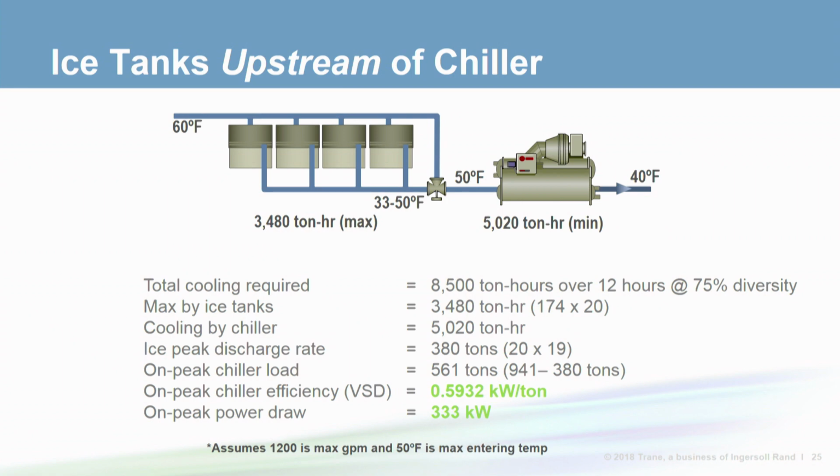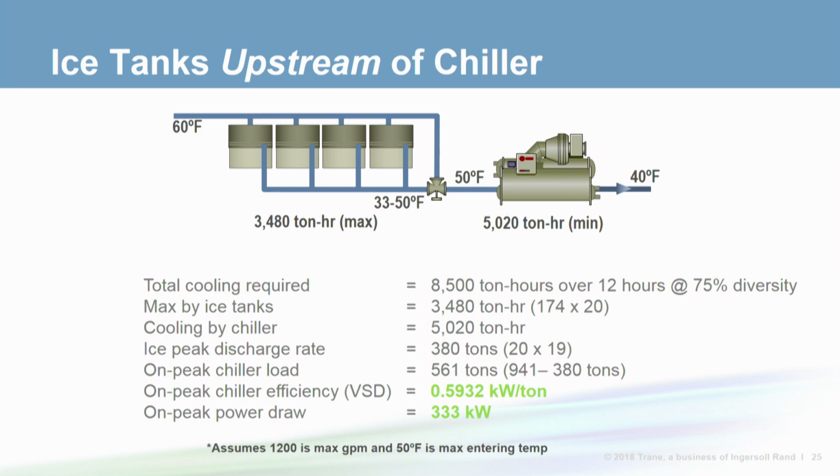Using this same example, the upstream storage tanks cool the fluid from 60 to 50. And at these warmer temperatures, the 20 ice storage tanks can provide 3,480 ton-hours of cooling, which provides over 17% more capacity than when these same tanks were located downstream of the chiller. This reduces the on-peak cooling requirement that must be satisfied by the chiller to 5,020 ton-hours.